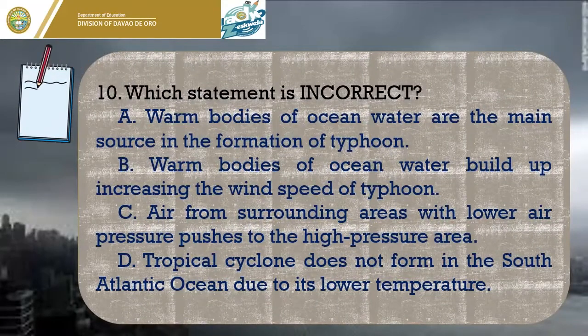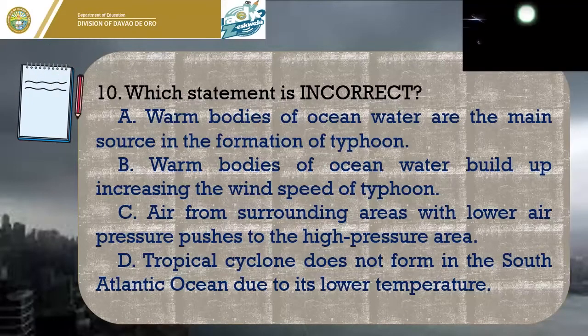Question number 10. Which statement is incorrect? A. Warm bodies of ocean water are the main source in the formation of typhoon. B. Warm bodies of ocean water build up, increasing the wind speed of typhoon. C. Air from surrounding areas with lower air pressure pushes to the high pressure area. D. Tropical cyclone does not form in the South Atlantic Ocean due to its lower temperature.